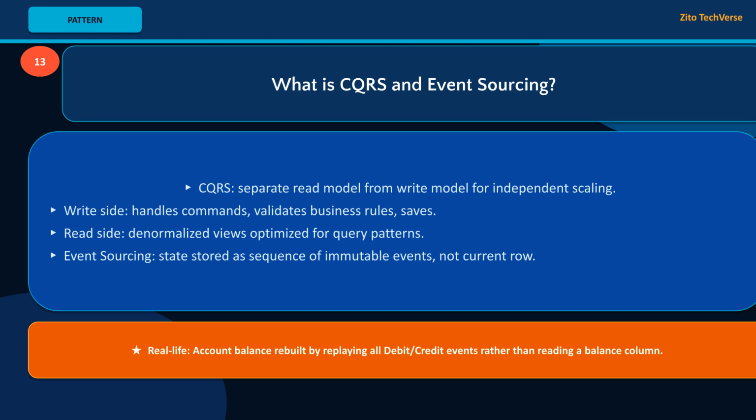Finally, CQRS and event sourcing. CQRS separates your read and write models to optimize for different patterns. Event sourcing stores the state of an entity as a sequence of immutable events, rather than its current value. This allows you to rebuild state by replaying events whenever necessary.